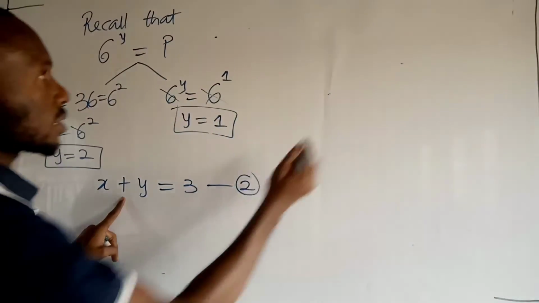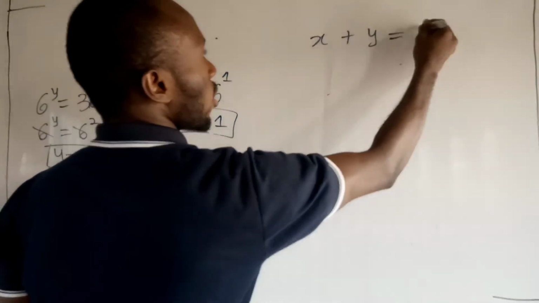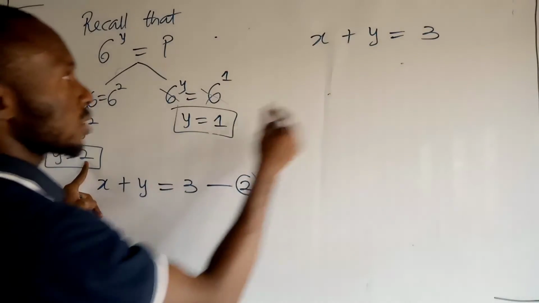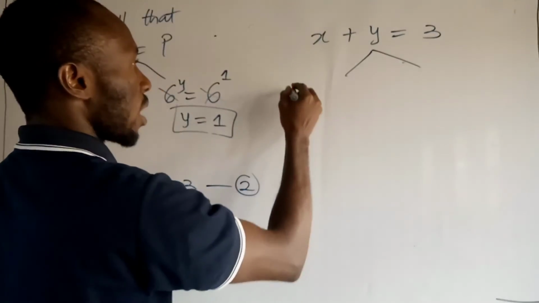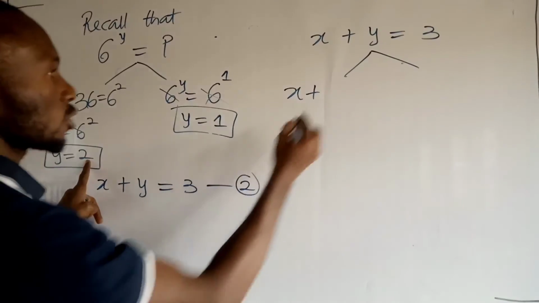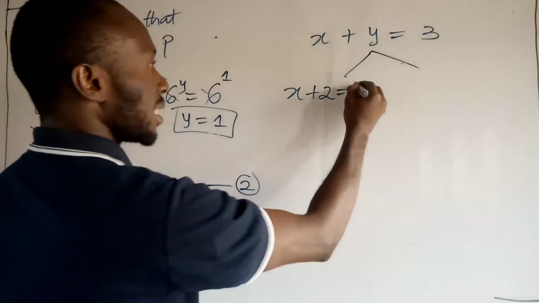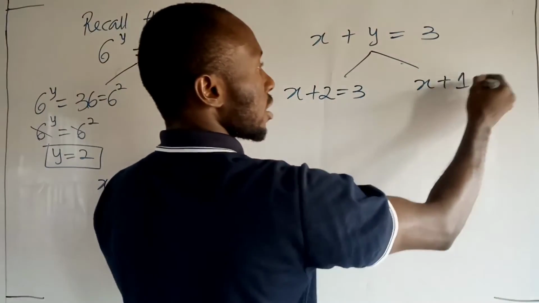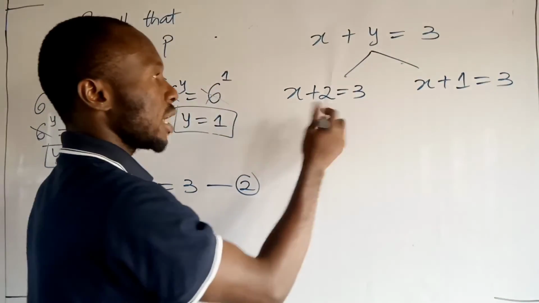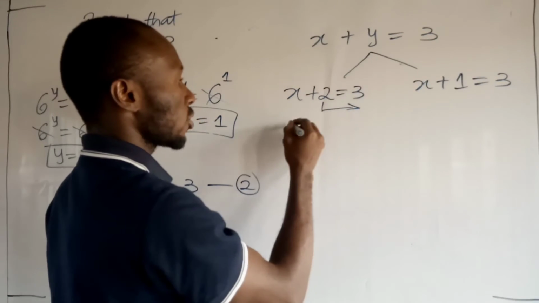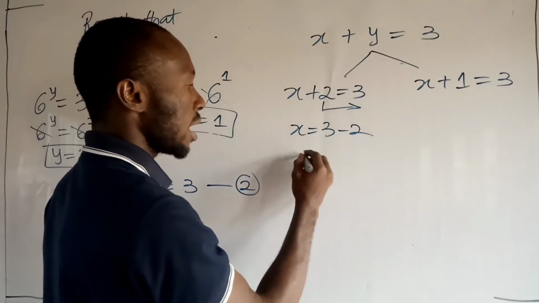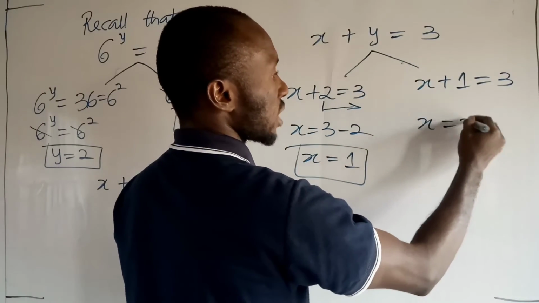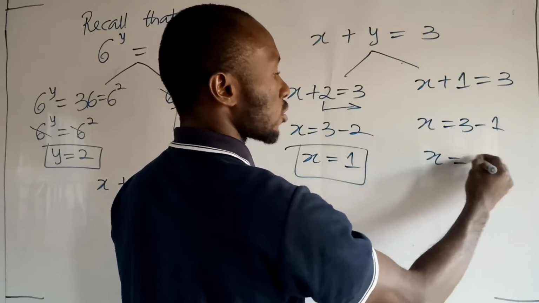Now for the value of x, we have x plus y is equal to 3 from equation 2. And now we have two values of y, which is 2 and 1. So I'm going to solve this like this. So I have x plus the first value of y, which is 2, equal to 3. And I have x plus the second value of y, which is 1, equal to 3. Okay, now from here you collect like terms. This goes over to this side, so you have x is equal to 3 minus 2 and x is equal to 1 right here. And for this one you have x is equal to 3 minus 1 and x is equal to 2.